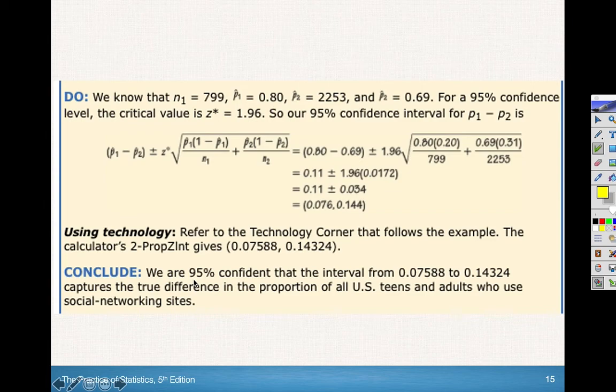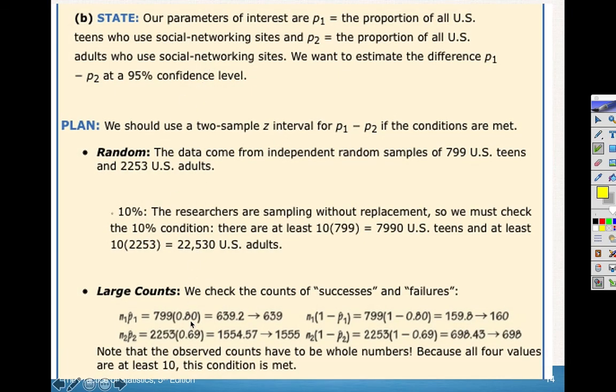We are 95% confident that the interval from 0.07588 to 0.14324 captures the true difference, because we're looking at a difference in 2 proportions: the true difference in the proportion of U.S. teens and adults who use social networking sites. You are going to have to practice this more, but definitely rely on your 2-PropZInt. And remember that you do have to check a lot of conditions and it will take you a little bit of time.